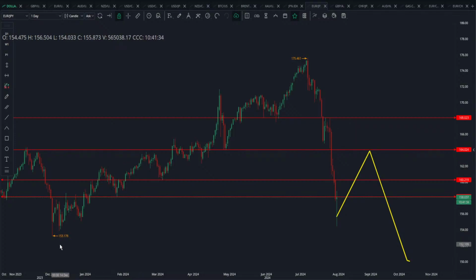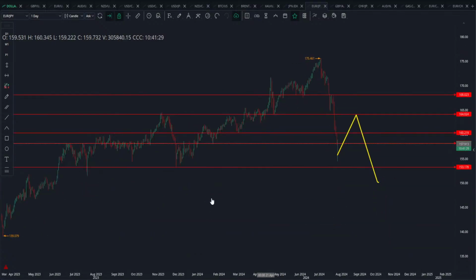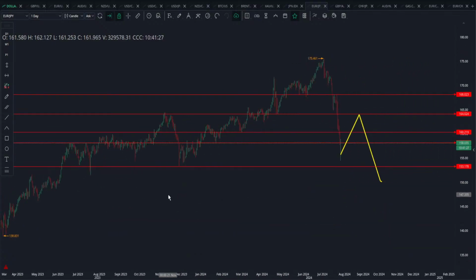Which is the sell side that I'm talking about? I'm talking about this sell side. 153.17 is the target that we are looking for. Till the time that is holding, we are not looking for buying opportunity. Okay.